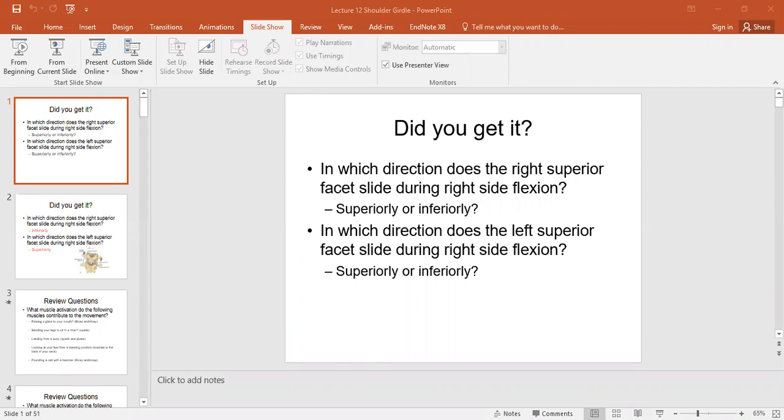So let's see if this is going to work. I never know if this is going to work or not. Well, this is promising. Oh, dang it. So much for promising. Let's get out of presentation mode.